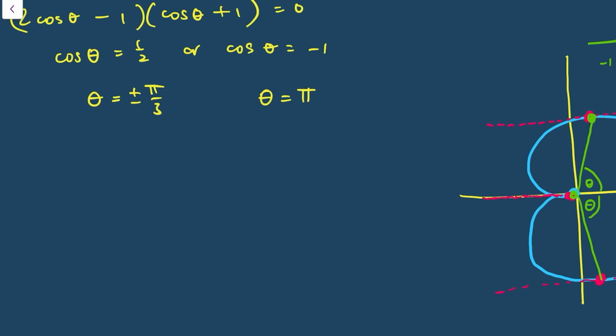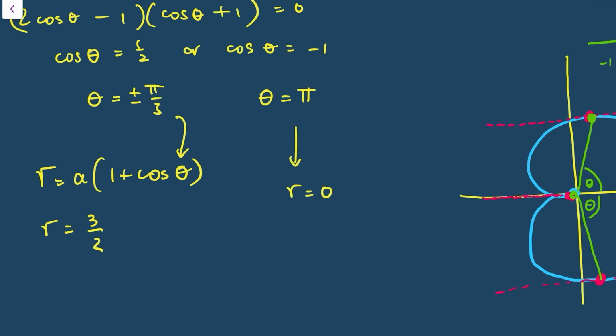And now that I have those values, I can find my r value. So I'm just subbing my values of theta into r equals a times 1 plus cos theta. And in the case of plus minus pi by 3, when I sub that in, in both of those cases I will have r equals 3/2. And in this case, I will have r is equal to 0.